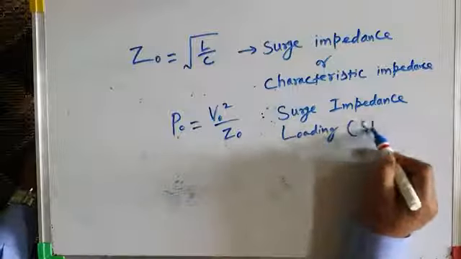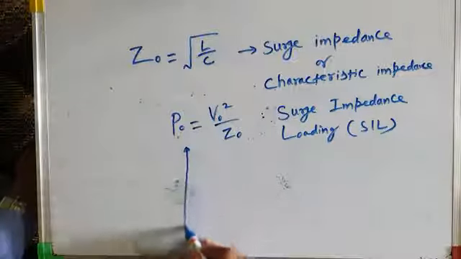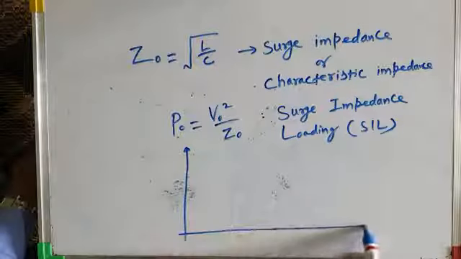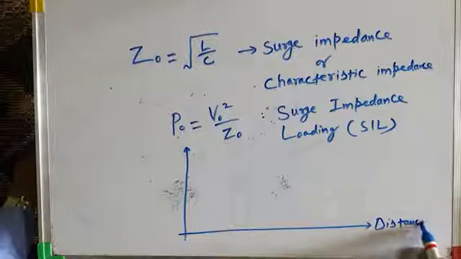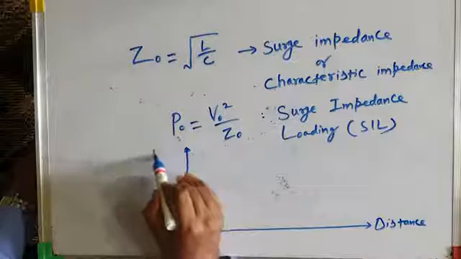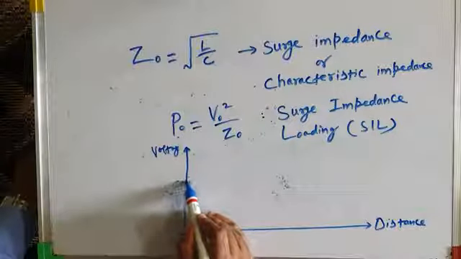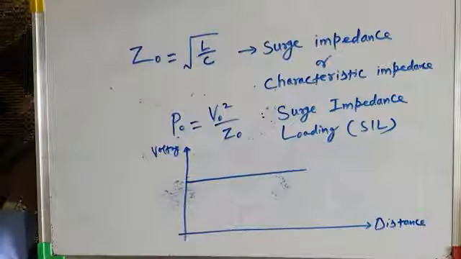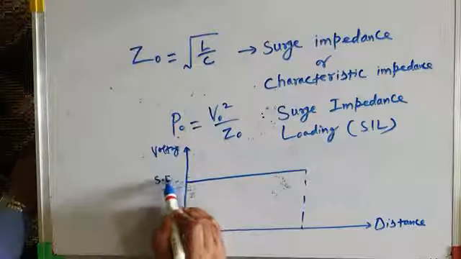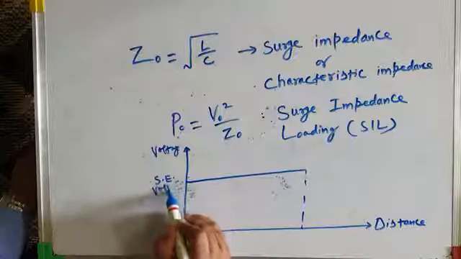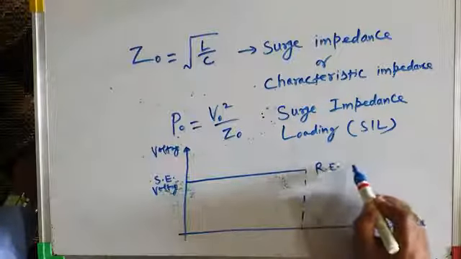SIL. So if you see the variation of transmission line voltage with distance as a function of surge impedance loading, this is voltage versus distance of the transmission line, and the graphs will be something like this. This is the sending end voltage. I will write here SE voltage, meaning sending end voltage. And this is the receiving end voltage. RE means receiving end voltage.